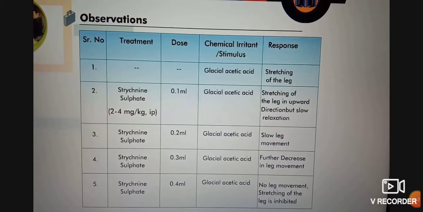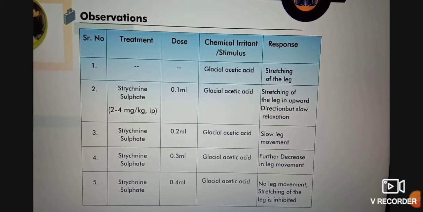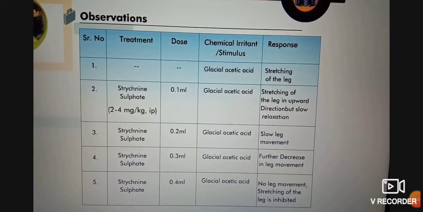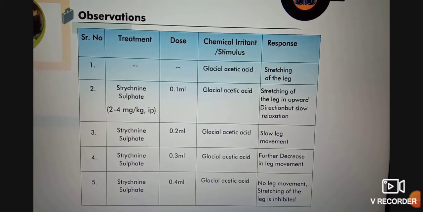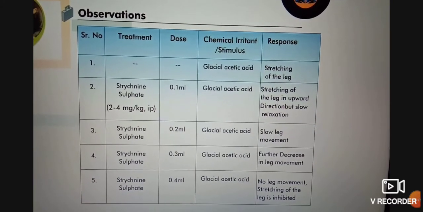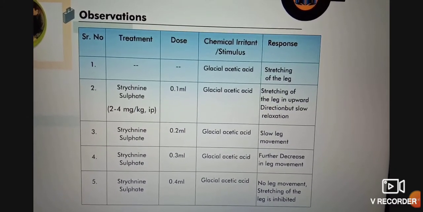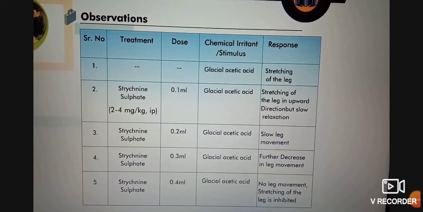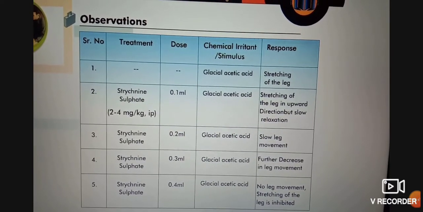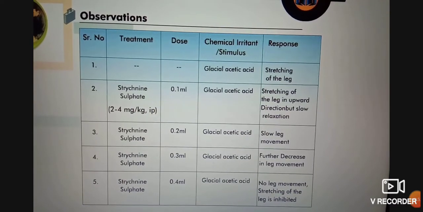Okay, then next is strychnine sulfate drug. We inject 0.1 ml of dose. So when we dip the leg in glacial acetic acid, there is stretching of the leg in upward direction but slow relaxation. Okay, it means muscle contraction will occur but its relaxation will be slow. Okay, if we inject 0.2 ml of strychnine sulfate, when we dip the leg of this frog into the glacial acetic acid, there will be slow leg movements.